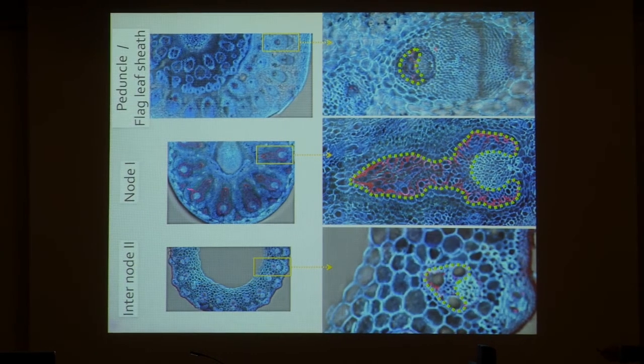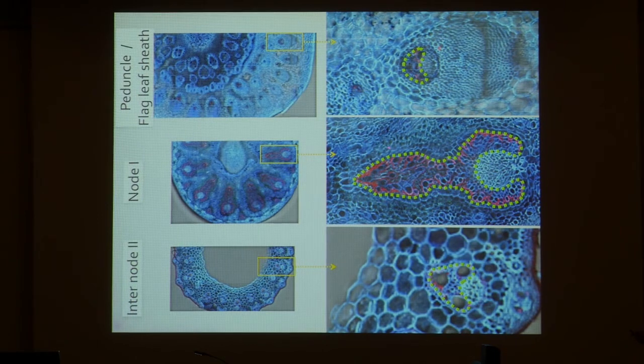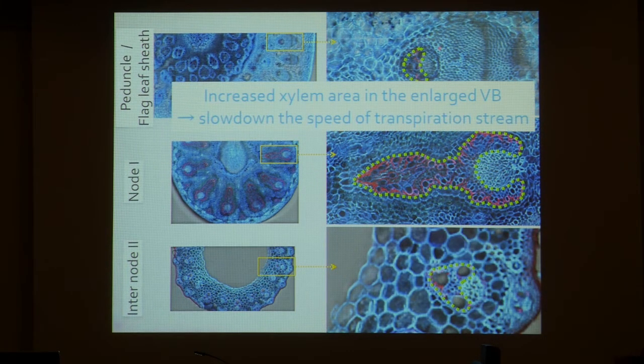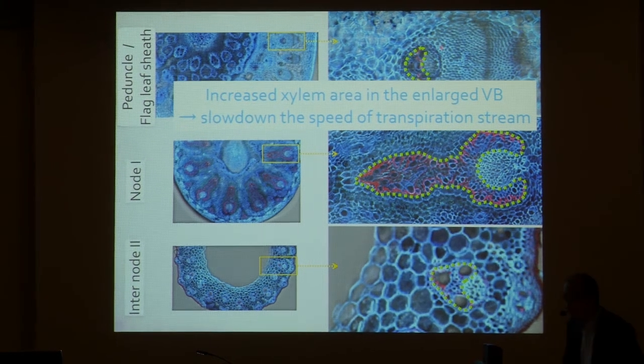So this is a cross section of a node. As you can see here, this is a xylem vessel. If you compare it to the upper and lower tissue, you can see that the vessel area is much larger than the upper and lower tissues. So this enlargement actually reduces the speed of mass flow and makes nutrients, including silicon, stay longer at the node. So this is one strategy.